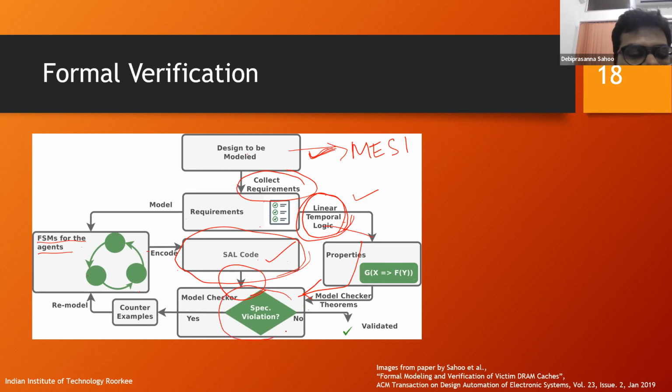Now, the model checker will check the model against the property. If the property is satisfied by the model, it is fine; it will say it is validated. Otherwise, it is going to generate a counterexample saying that if you go via this set of test cases, this property is failing against this model. Now, you have to check if the model is wrong or your property is wrong. So in this figure, I'm missing this particular arrow, either remodel or regenerate property.